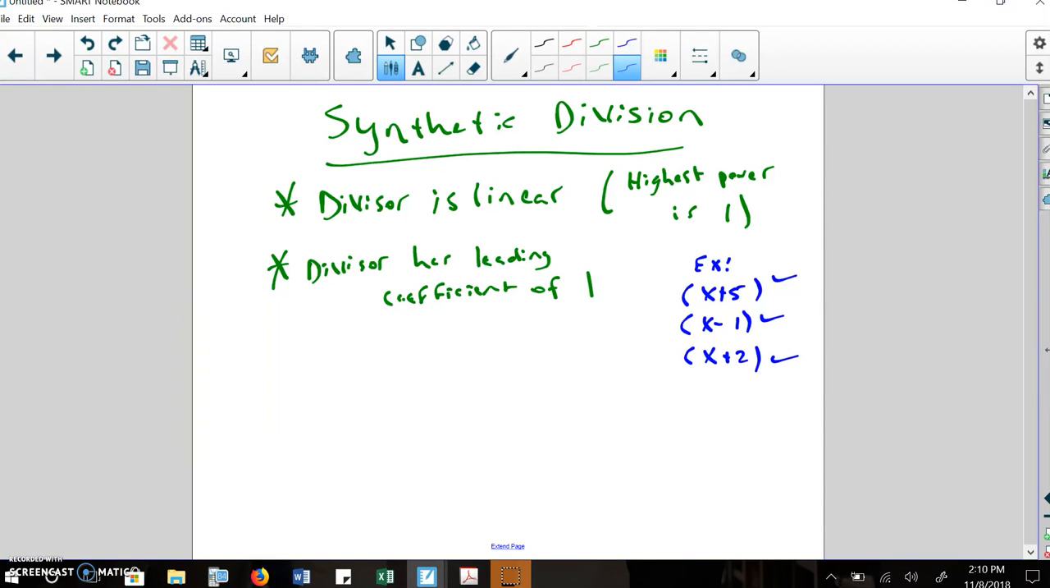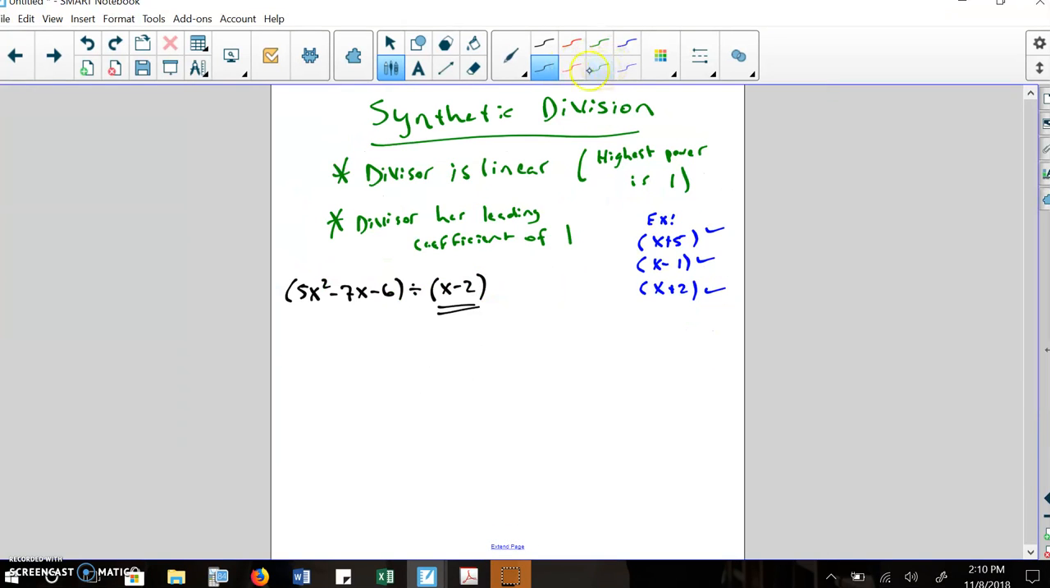So I'm going to go back to what we did at the beginning of the notes here. We divided 5x squared minus 7x minus 6 by x minus 2. Okay? This is an example of a time when I can use synthetic division because my divisor is linear and it has a leading coefficient of 1. So here's what we do to set up synthetic division.